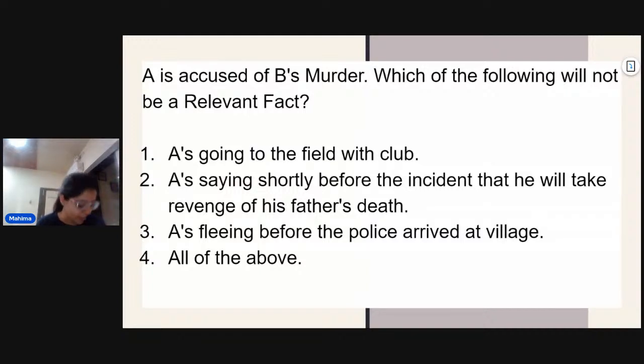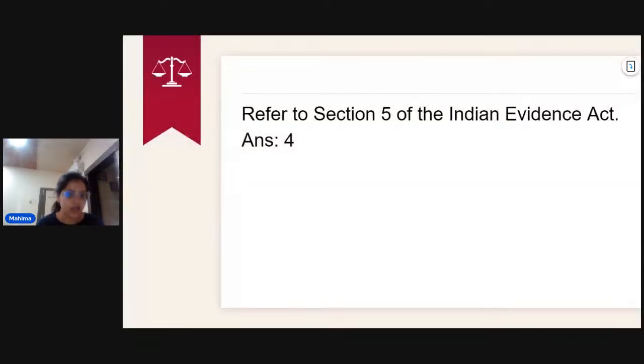Okay. थोड़ा सा apply your mind here. It is option number 4, guys. Not 3. Not 3. Yes, all of them are not relevant. Correct, Harshal. You are on fire.